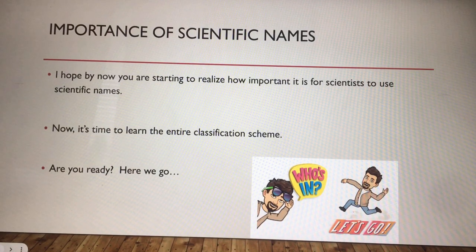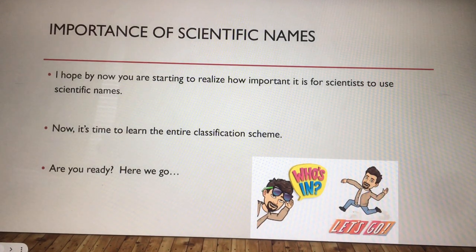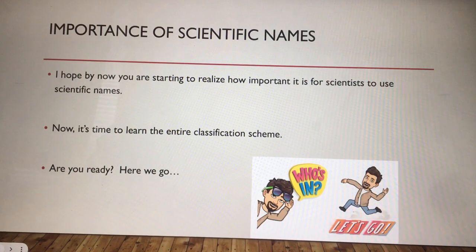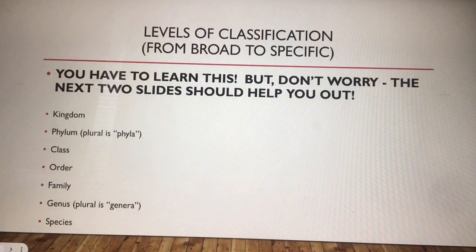Now let's dive in a little bit deeper, and if you look at that second bullet there, we'll talk about the entire classification system, okay? So again, this is something Linnaeus did. He took groups from broad to specific, and like I said, you're going to have to memorize this. I hate using the word memorize, but I'll give you some hints in the next couple of slides, all right?